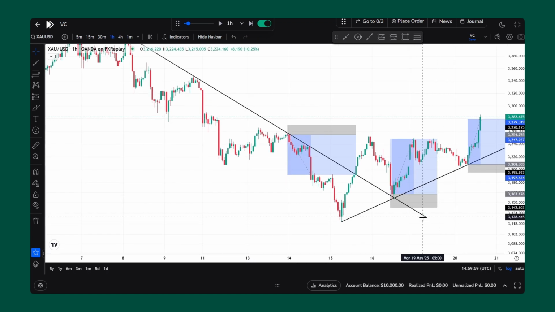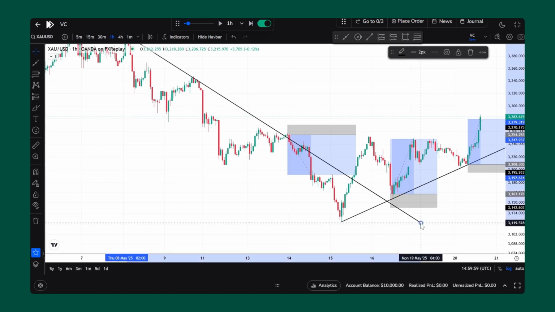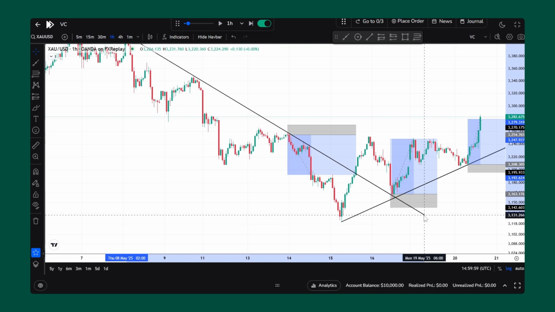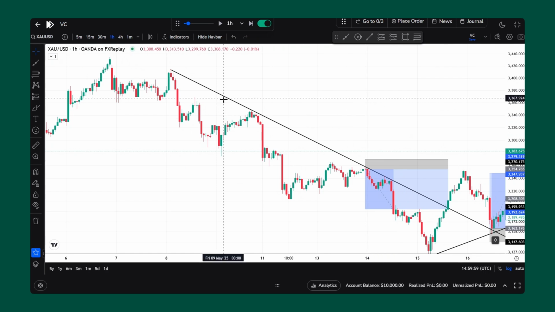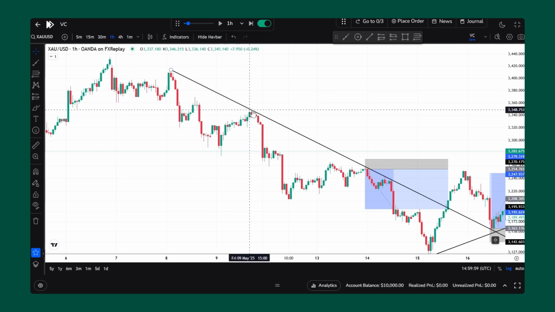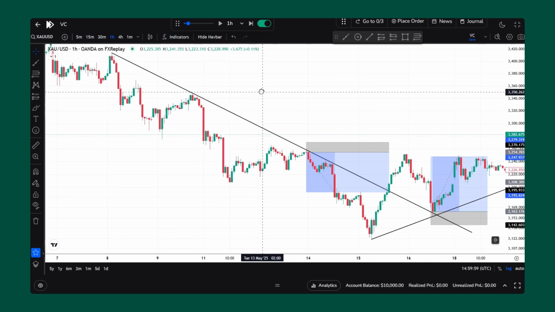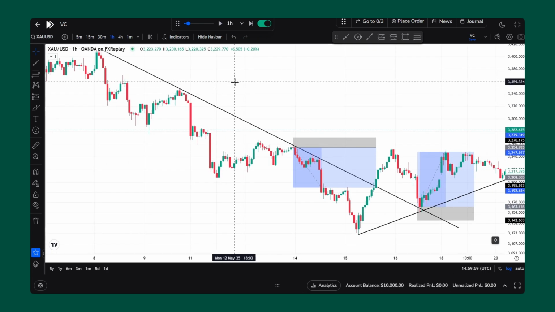If you force it to fit, you would be shooting yourself in the foot. So you want to make sure the second touch gets to the peak of the candle, then just extend the line and wait for the magic to happen.